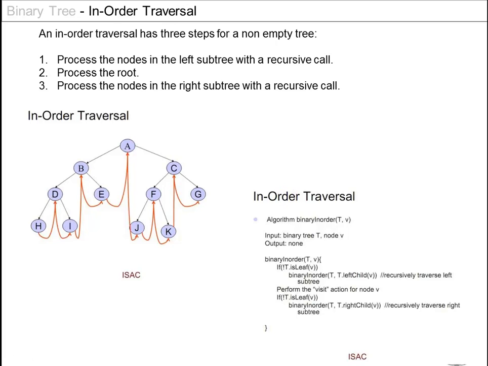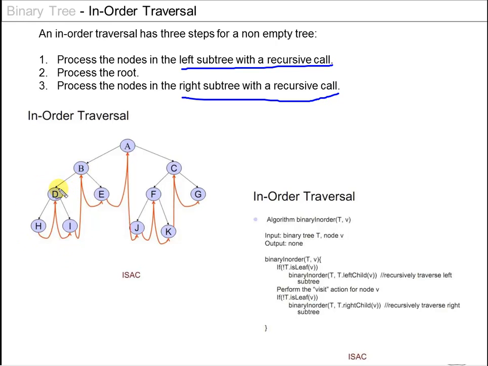Now there is in-order traversal. What exactly happens in in-order traversal? In this one, first we process the nodes in the left subtree with a recursive call. See, always there is a right subtree with a recursive call, left subtree with a recursive call. Okay, so first the left subtree with a recursive call. So I will not process A. First I will go to this one and process with a recursive call. But in this one again I will not process this, and I will process this one first, and then I will come to this one.